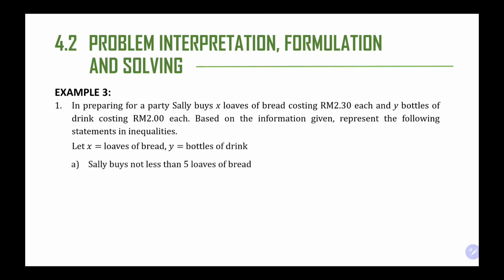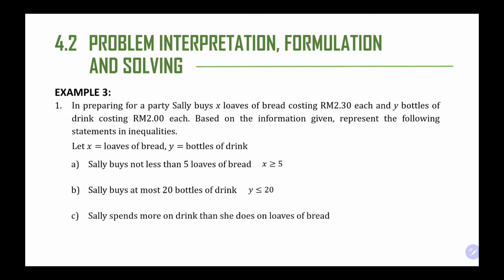Okay, first, we have Sally buys not less than 5 loaf of bread. Loaf of bread refers to x. Not less than means greater than, and since we have the word not, we put equal sign. So, x greater than or equals to 5. Next, we have Sally buys at most 20 bottles of drink. Bottles of drink refers to y. At most means less than or equal. Why do we put equal? Since we have the word at, we must put equal sign. So y less than or equals to 20.